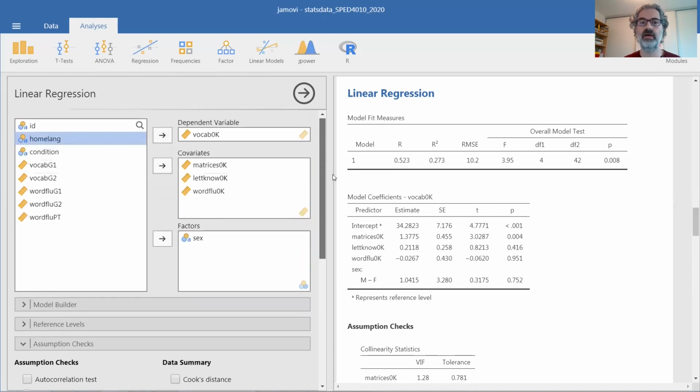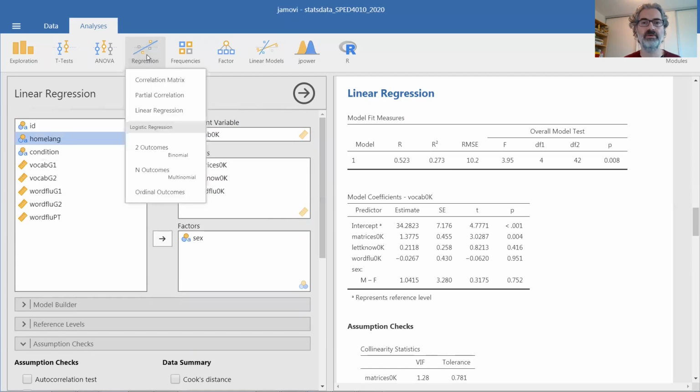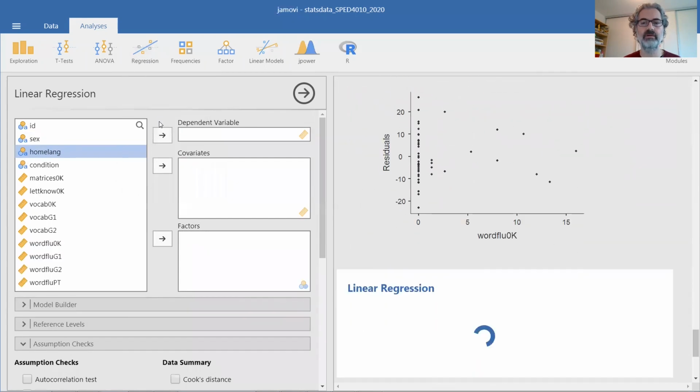Let's now look at a hierarchical regression. So you can see how you can use different steps to calculate the variance that is added by using more predictors in your linear model. Let's start a new linear regression.